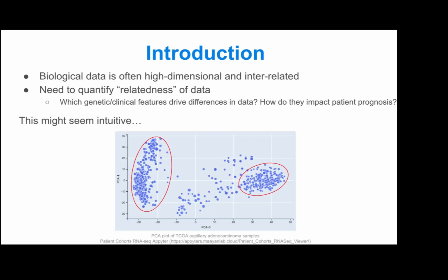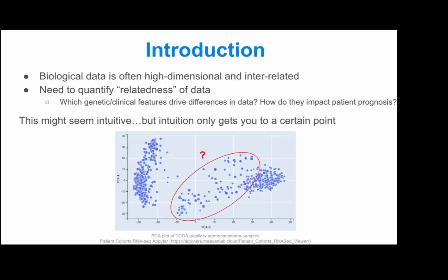And so it might seem intuitive to look at the groupings in this data by eye. But your intuition will only get you to a certain point. For instance, we saw earlier those two large high density clusters on the left and the right side of this plot, which is just a PCA plot of papillary adenocarcinoma samples from the Cancer Genome Atlas.